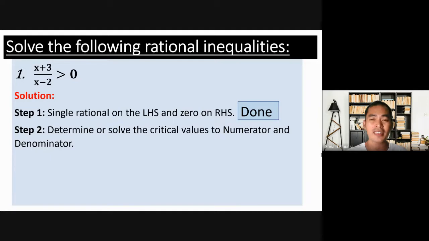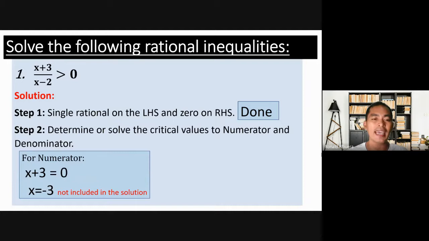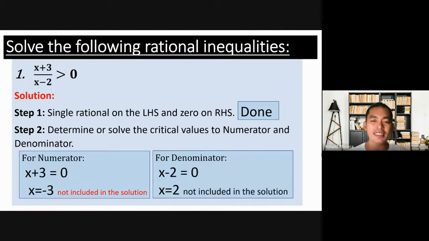I said critical values, ito yung tinatawag na meaningful values. You are going to solve for x in the numerator and solve for x in the denominator. X is equal to negative 3 and x is equal to 2 for the denominator. Both values are not included in the solution because the inequality notation ang gamit ay is greater than only or is less than.